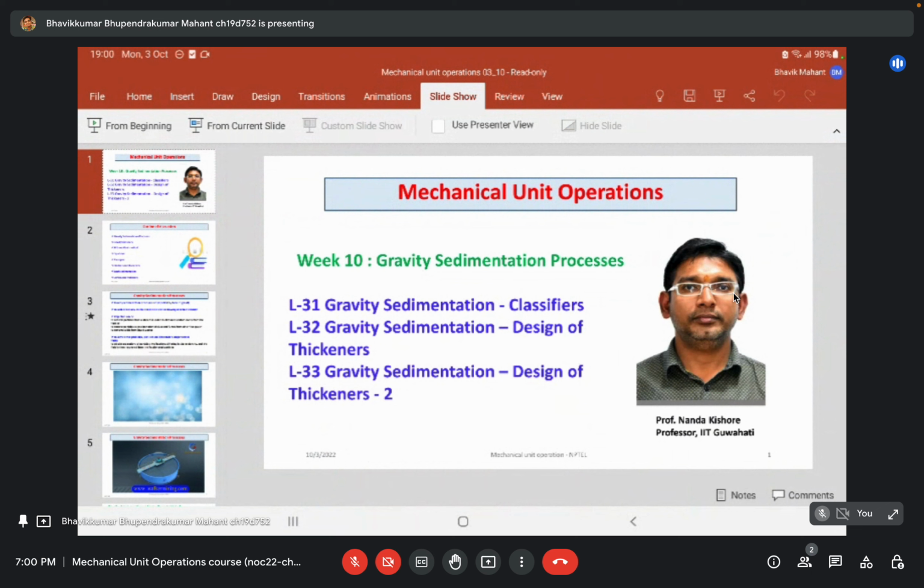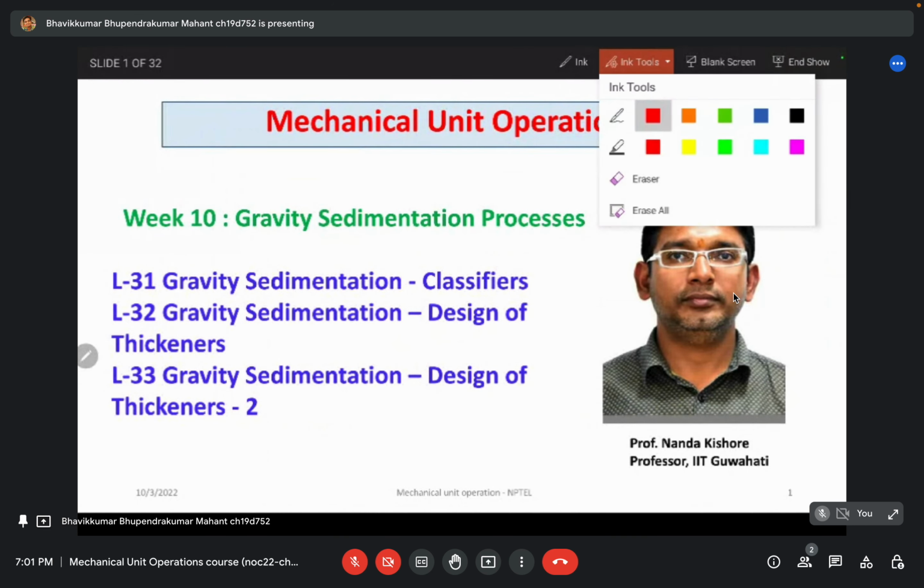So this is today's discussion on the gravity sedimentation process. Mainly 3 lectures are there, and we are not covering each and everything like design of thickeners and all, but the important concepts as well as some example problems we will cover in today's lecture. If you find any difficulty, then you can reach out to me. Okay, we will start.